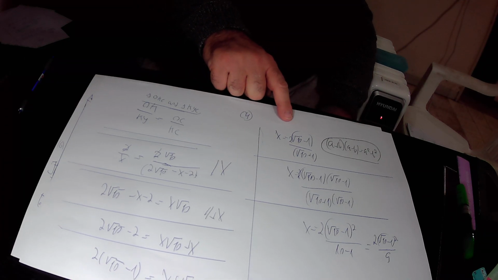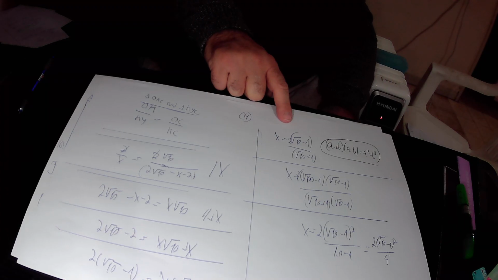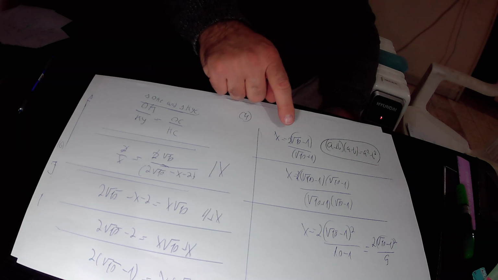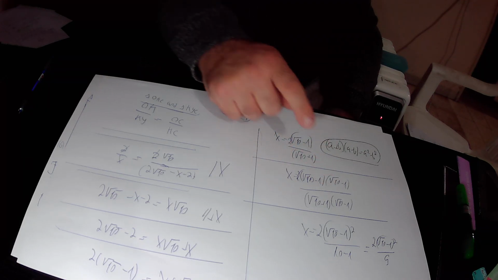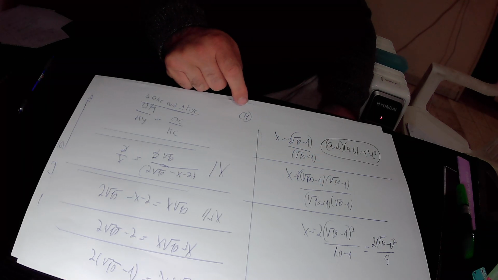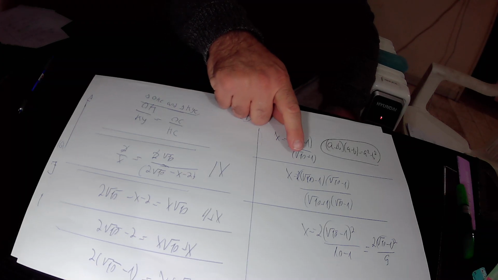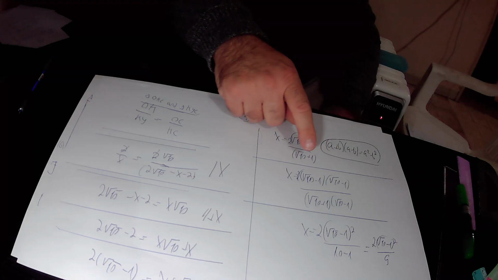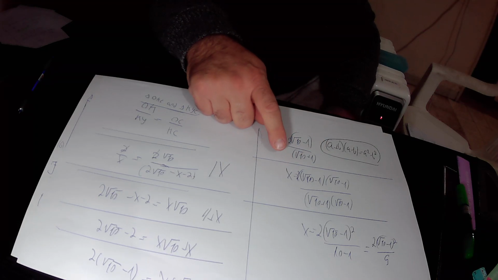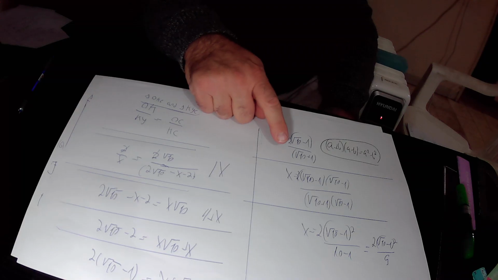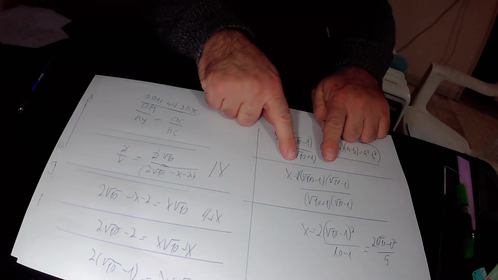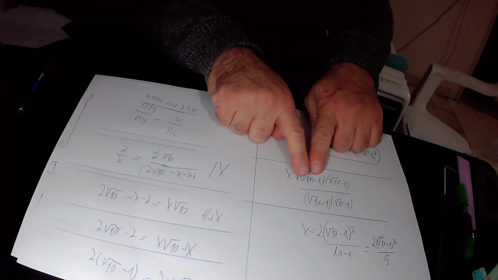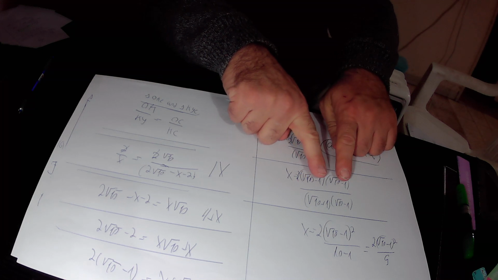We multiplied this side of the expression by square root of 10 minus 1, and then we divided it by square root of 10 minus 1. So in total we found that X equals 2 times the square root of 10 minus 1, times the square root of 10 minus 1, over the square root of 10 plus 1, times the square root of 10 minus 1. That is 2 times square root of 10 minus 1 squared over square root of 10 plus 1 times square root of 10 minus 1.